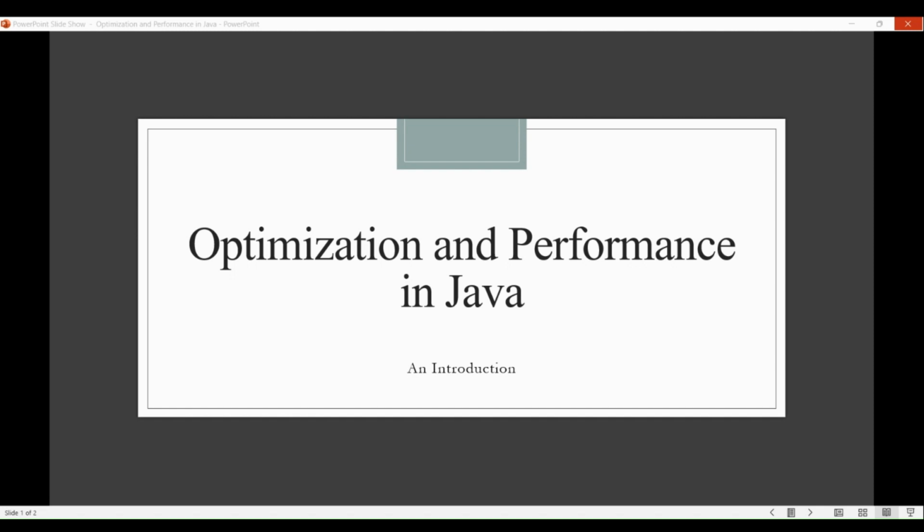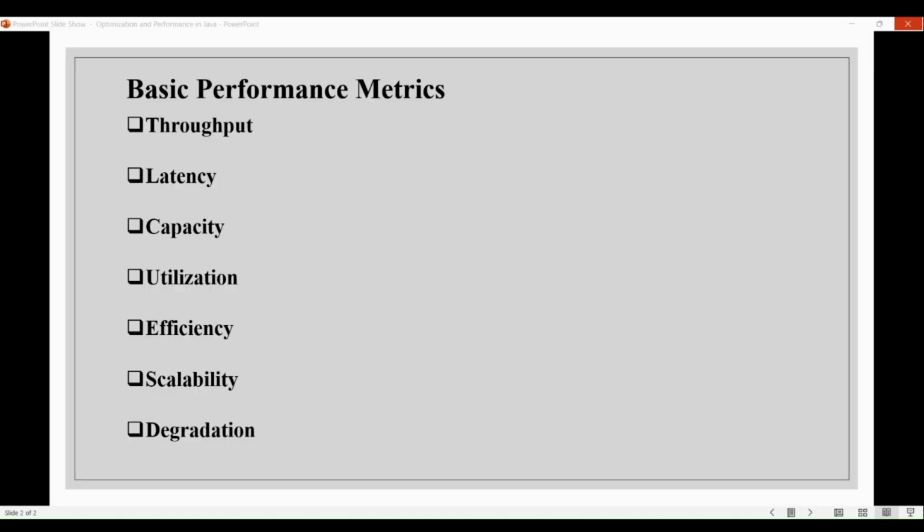Now, let's talk about some basic performance metrics. In the basic set of performance metrics, we have throughput, latency, capacity, utilization, efficiency, scalability, and degradation. It is important to note that for most performance projects, not every metric will be optimized simultaneously. Generally, we see the case of only a few metrics being improved in a single performance iteration. And sometimes, optimizing one metric comes at the cost of another metric or group of metrics. So let's discuss them one by one.